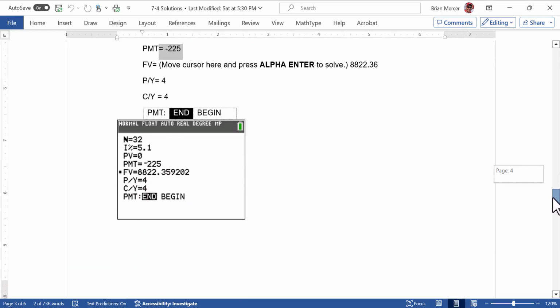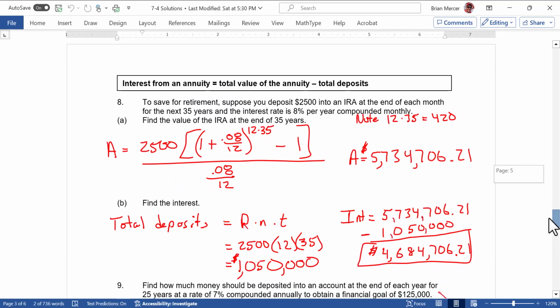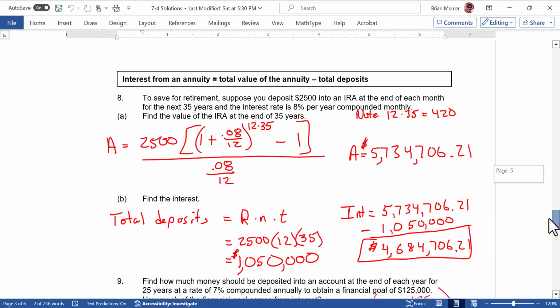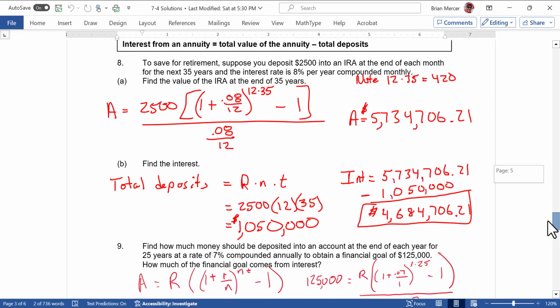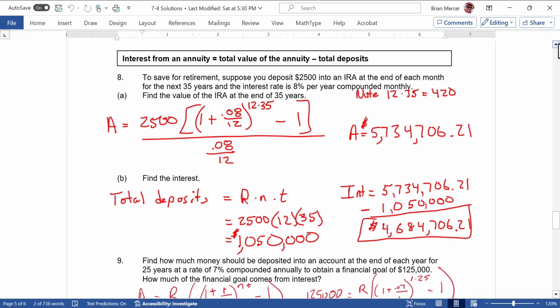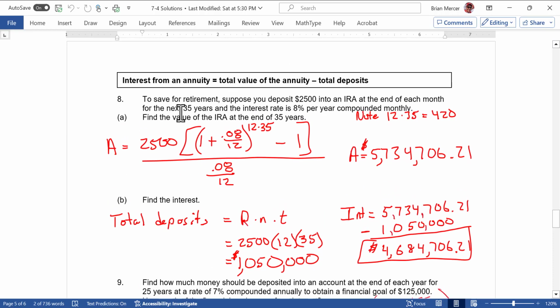Let's practice that again. I'll show you that one more time on this. This question says, what's the interest from an annuity? Well, you've got to figure out how much is in it, and then the interest is just subtract what you had total, so that's the total that you end up with, that 5 million whatever.